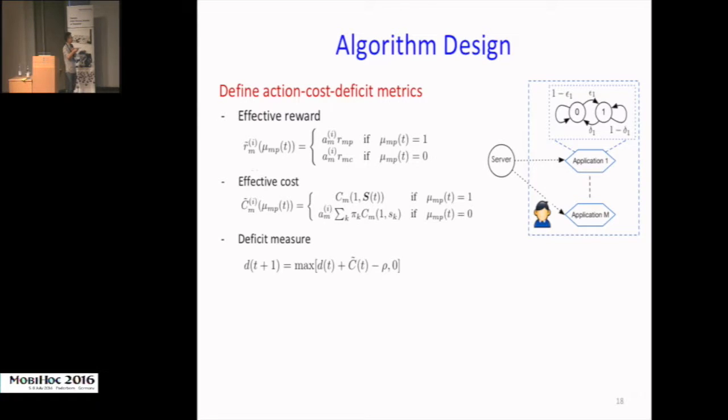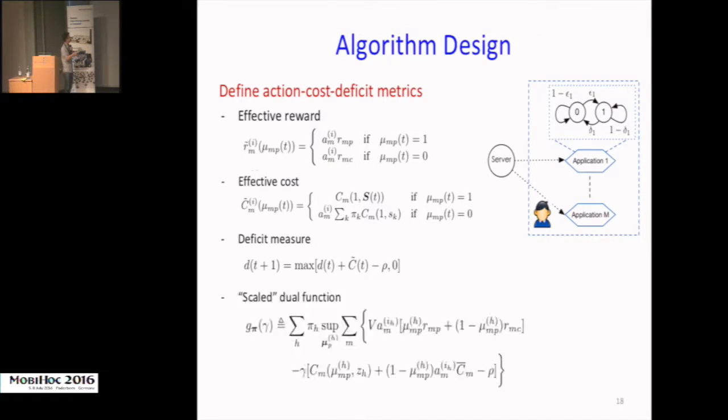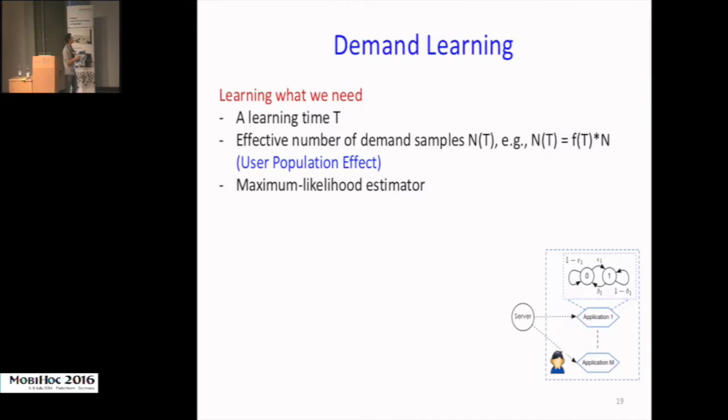And we also define a deficit measure, which is essentially the effective cost minus rho. Remember, we want to make sure that the cost is no more than rho. Okay, so this is the deficit measure. And then we also define the following scaled dual function, which is slightly more complicated, but it's essentially just the dual function of that optimization problem I showed you, the complicated one. I will not go over all the details, but for now just remember that it's the dual function of the optimization problem. And by scaled, I mean we scale the objective with the parameter, which will determine our trade-off.